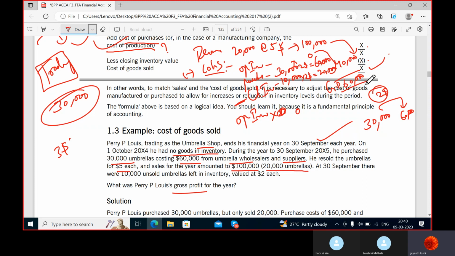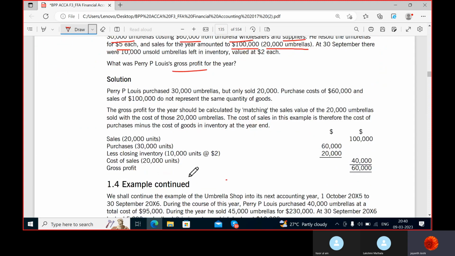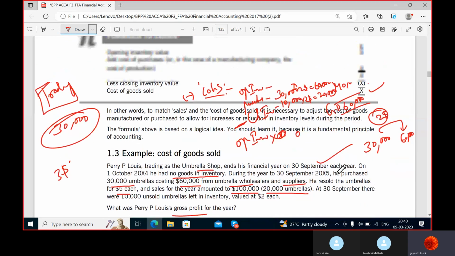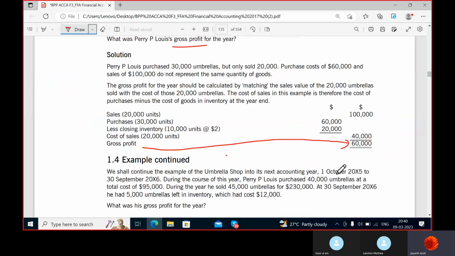I know I have not written things very neatly. I have a space constraint, but you can check this here and update it. Fine. So I took 100,000 and removed 40,000. I got 60,000. Fine. You see this? We'll go for the next one.